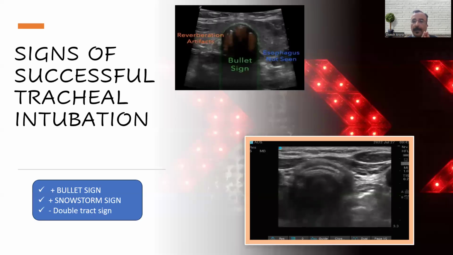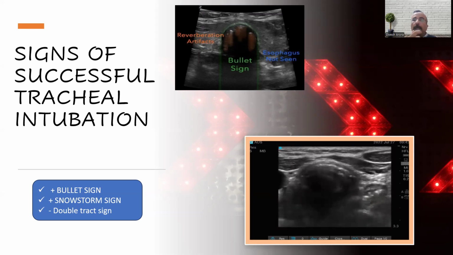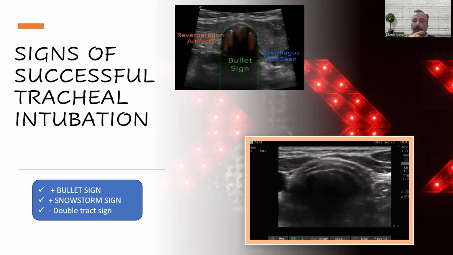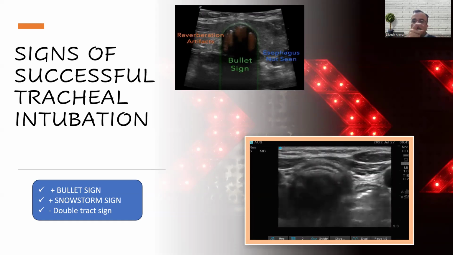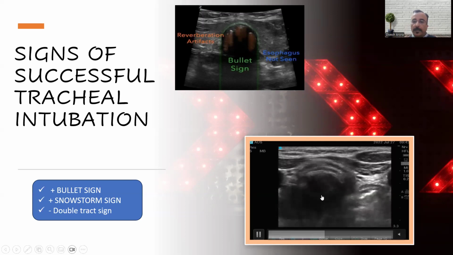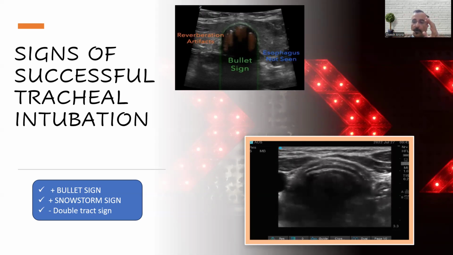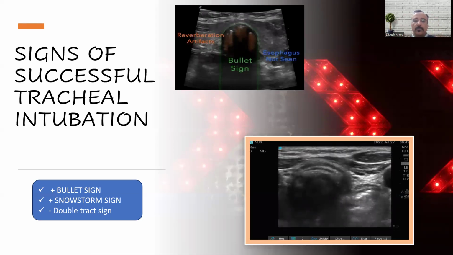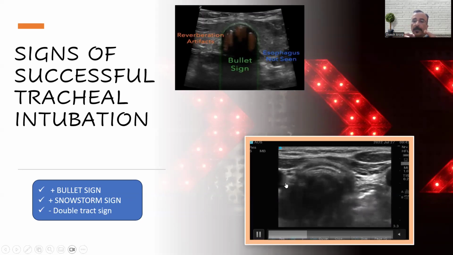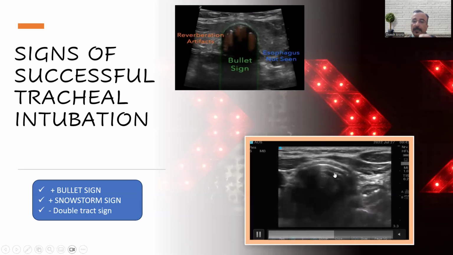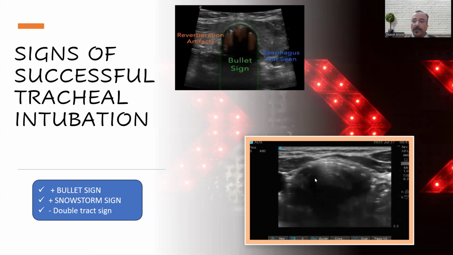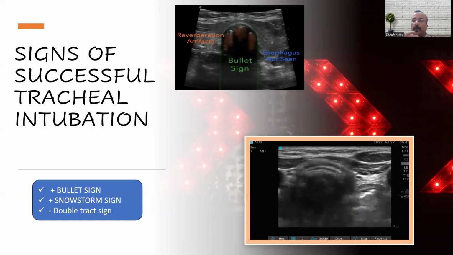In order to correctly identify whether my tube is inside the trachea, first and foremost, you can place the probe in the suprasternal notch and observe the passage of the tube in the trachea in real time. Once it does that, as you can see in this video, there would be an expansion of the trachea. This is known as the snowstorm sign. Another important thing is that it changes in shape. The moment the tube is inside, it will look like a bullet. So this has been termed in literature as the bullet sign.